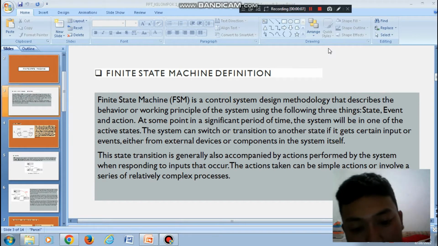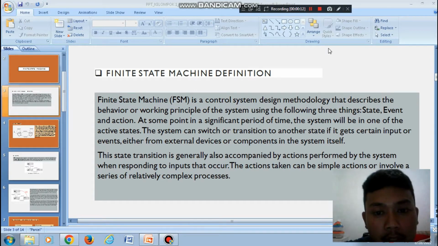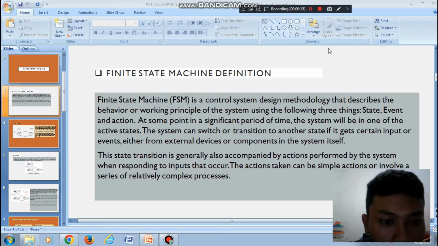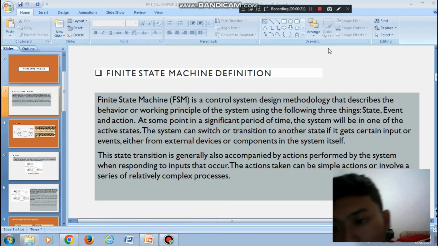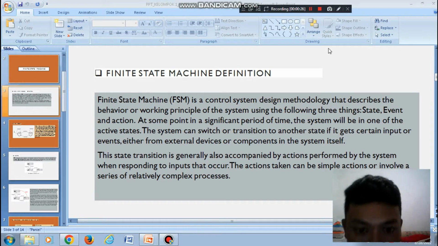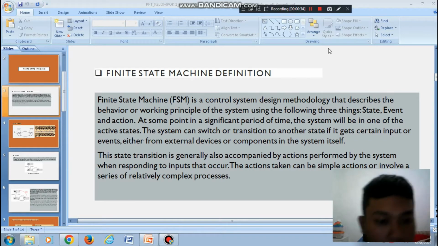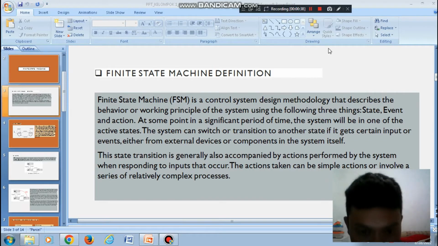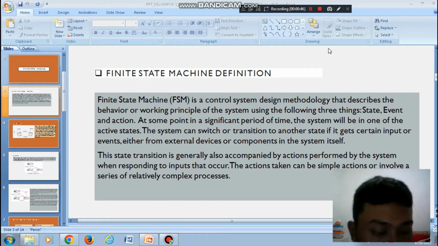I will explain part D, the finite state machine definition. Finite state machine (FSM) is a control system design methodology that describes the behavior or working principle of the system using the following three things: state, event, and action. At any point in time, the system will be in one of the active states.